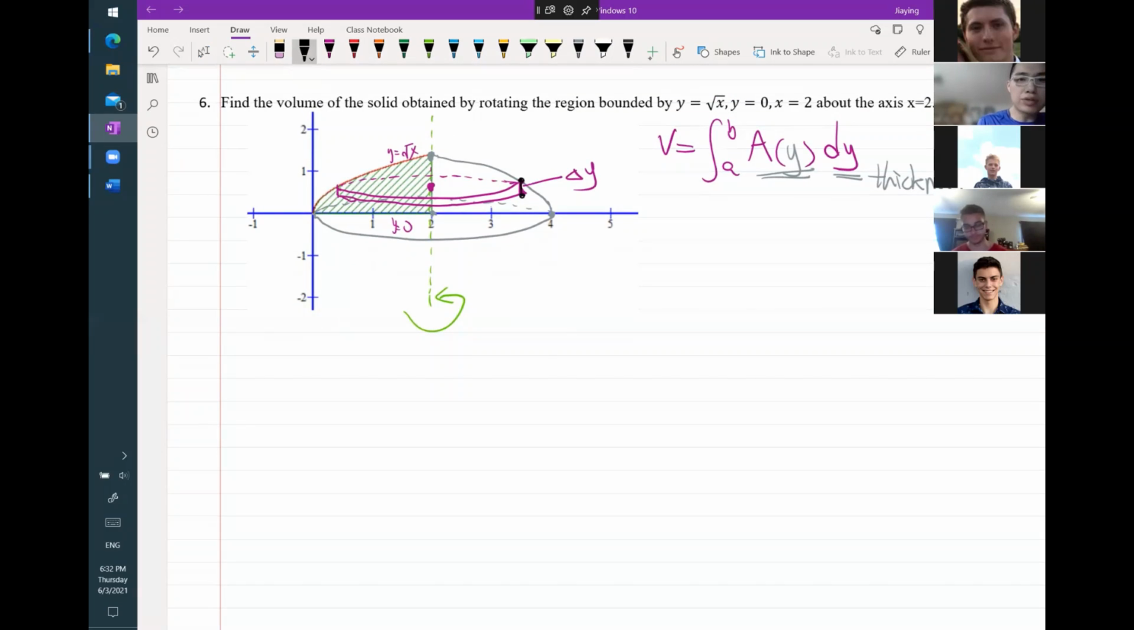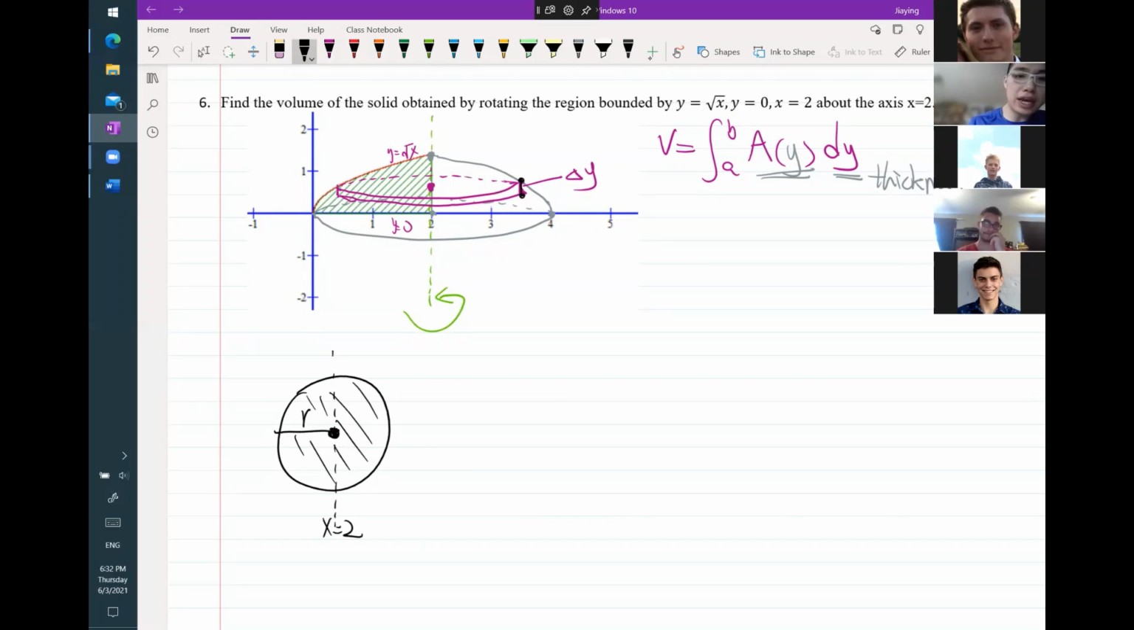So now I'm going to draw the cross section on the side. If we look from the top, looking downwards, this dotted line corresponds to x equals 2, and each cross section is a circular disc, right? There's no missing part in the middle, it's just a solid disc. And this will be the radius that we're looking for, and it's this shaded part.